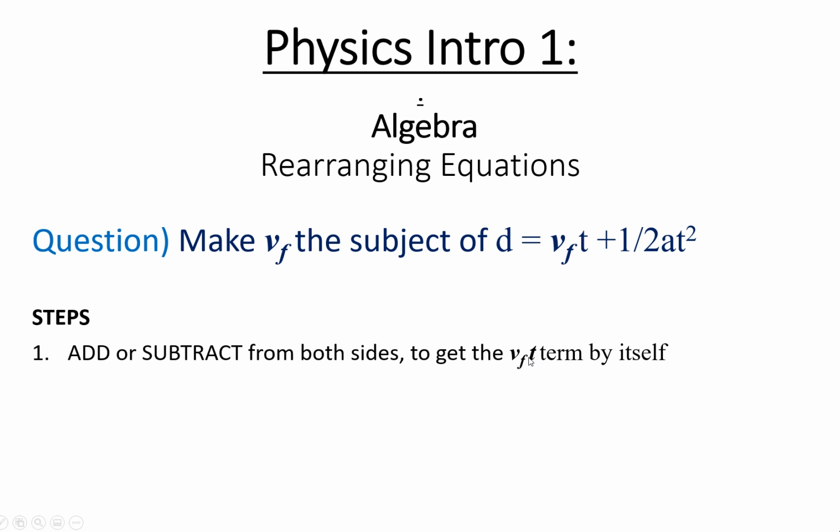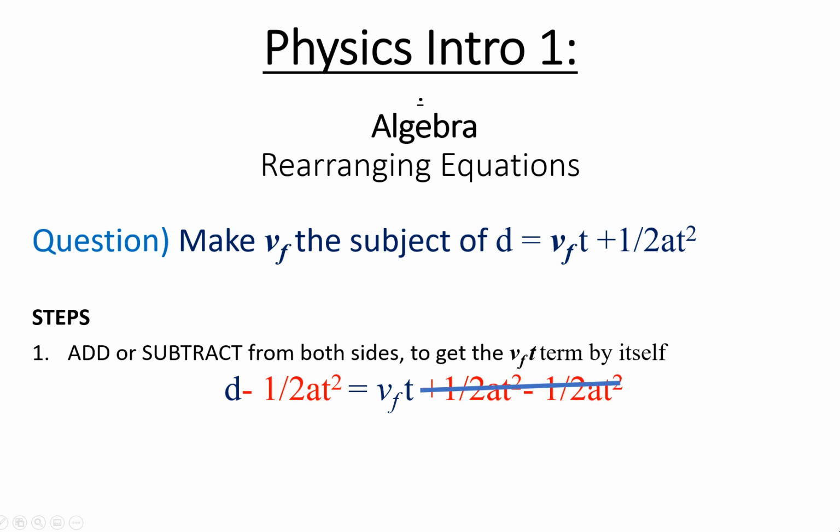So we're trying to get VFT by itself. So VFT plus 1/2 AT squared, do we need to add 1/2 AT squared, or do we need to subtract? Well, we need to subtract. We need to get rid of this from this side. But if we do that, we need to also subtract 1/2 AT squared from the left. So what do we get? We get D minus 1/2 AT squared equals VFT plus 1/2 AT squared minus 1/2 AT squared. Now if you see, these terms cancel out. So now we're left with VFT.